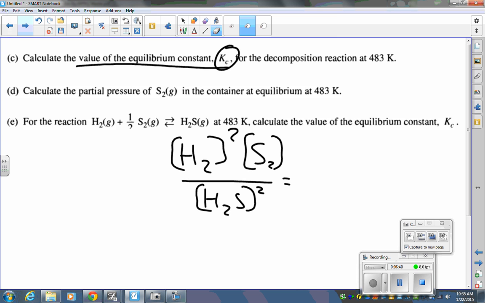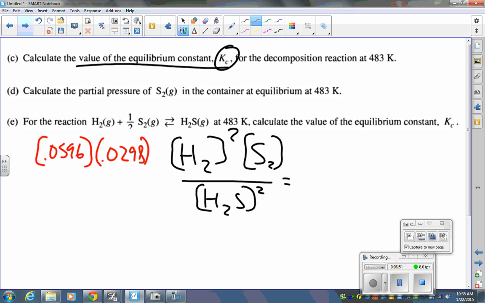So that's going to be 0.0298, and that'll be to the first. I'll take 0.0596. I'm going to square that because it's squared, and then I take the bottom, which I believe was 0.0204, and I am going to square that. And I'm going to pop that in a calculator and do the math.